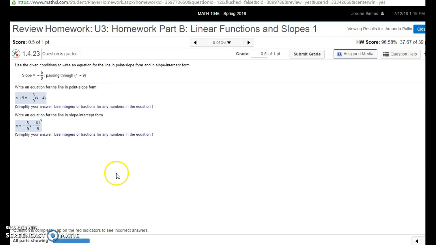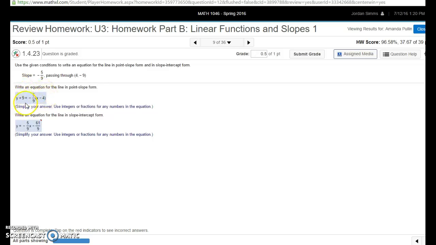Hey Amanda, all of these questions that you're having, they all stem from fractions. And remember, when we're adding or subtracting fractions, we have to have common denominators. So let's take a look at this first one. This is question 9 that you sent me.